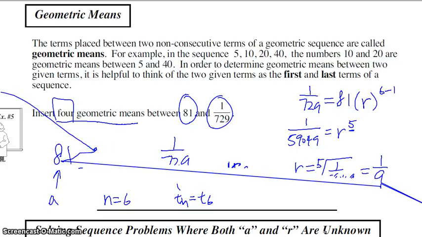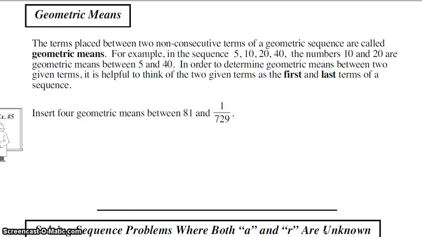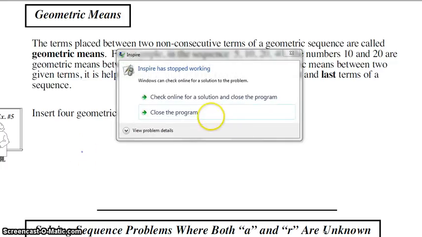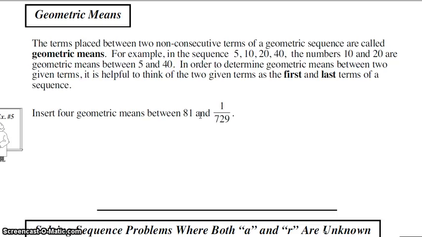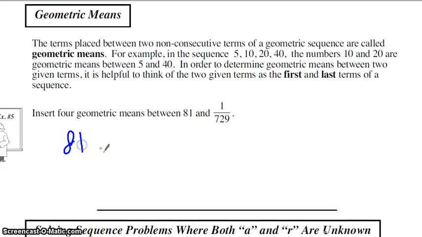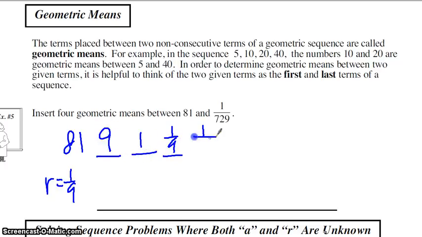Okay, let's try again. 81, and then you do 9. Don't worry about that. So 81, the common ratio we find is 1/9. So 81 times 1/9 is 9. Times 1/9 is 1. Times 1 over 9, times it again, and times it again. That's what you get.